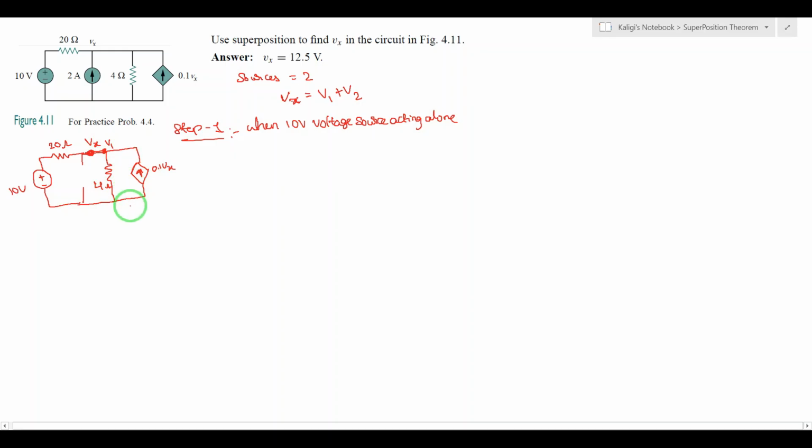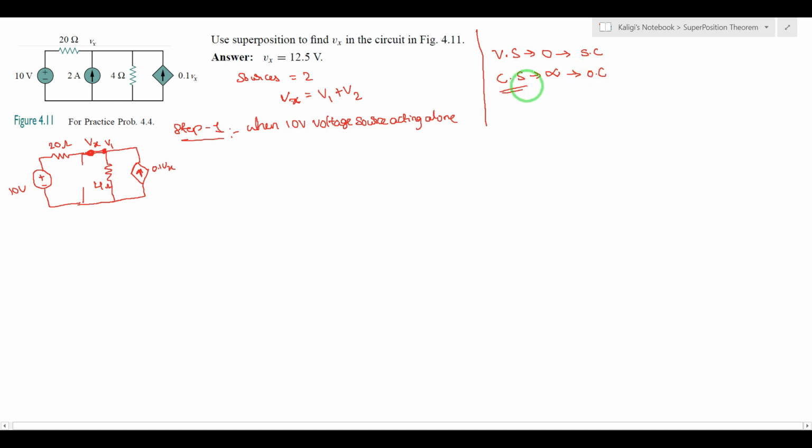Okay, this is the resultant circuit. I drew the circuit by replacing the other sources with their internal resistance. I think you may not know the internal resistance of a voltage source and a current source. The voltage source internal resistance is 0, and the current source internal resistance is infinity. For 0 internal resistance, we make a short circuit. For infinite resistance, we make an open circuit.